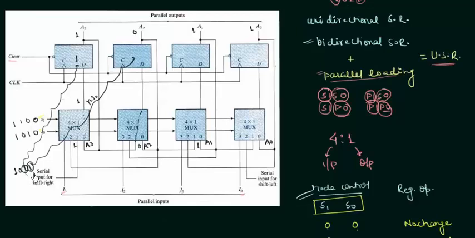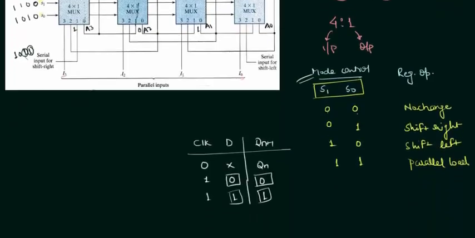For the next clock pulse, this one is stored to this flip-flop, this one is stored to this one, and this 0 will be stored to this flip-flop. So we require 4 clock pulses to store 1 0 1 1 in the 4 flip-flops. So this is clear. I hope you understand how the shift right mode is achieved in this universal shift register.